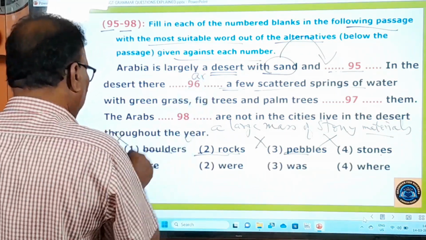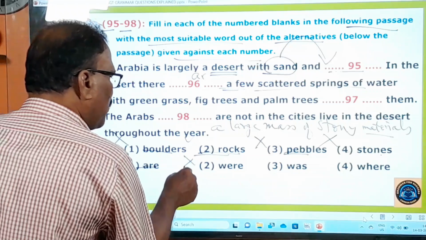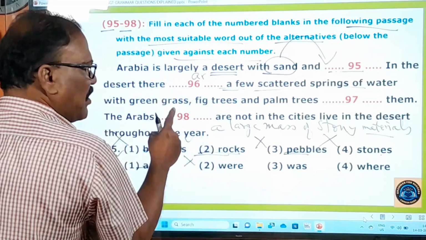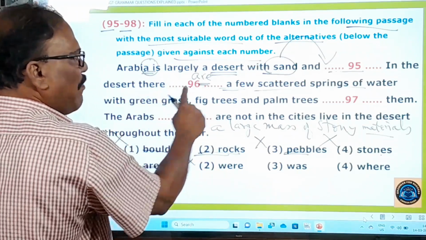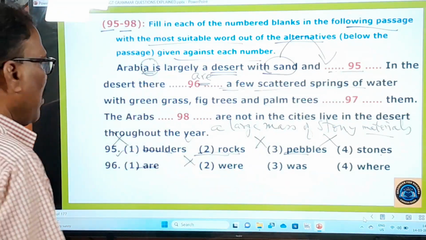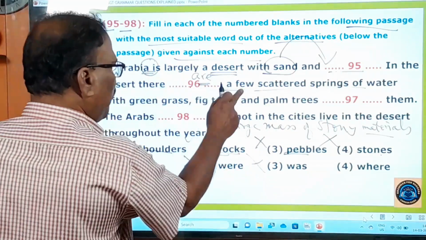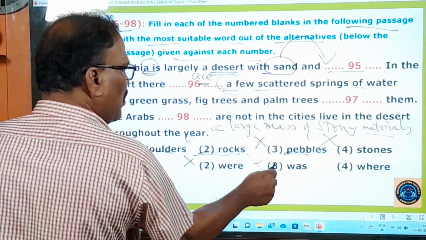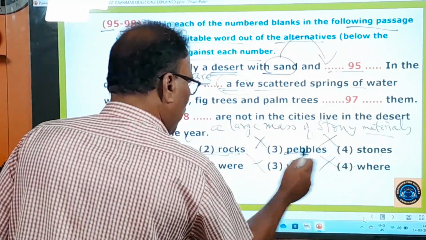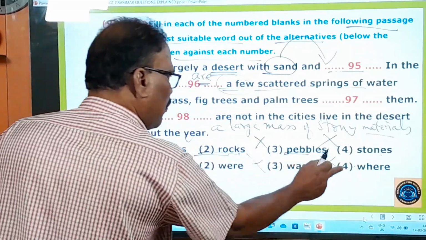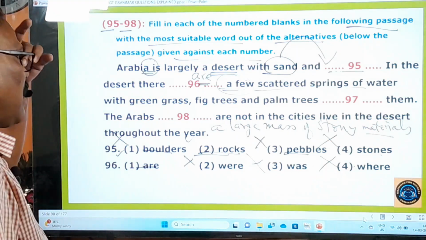Are must be used. The very first one you have to use. Were you should not use, because the passage is not in the past tense. There are a few scattered springs of water. You cannot use was. There was a few, because a few is plural. So was you cannot say. Where you cannot say. Okay, second one, third one, fourth one are wrong. Only the first one is the right one.